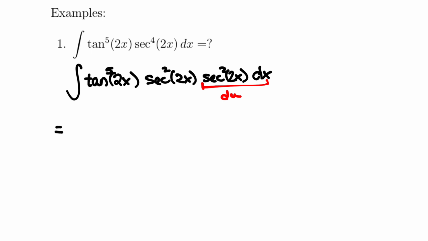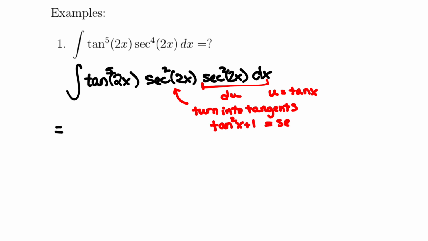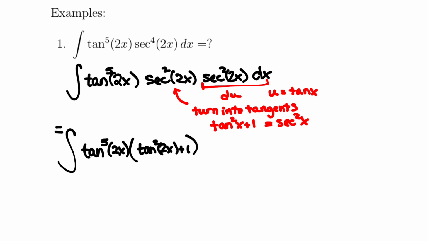So once I pull out secant squared, that means I'm going to have u be tangent. So that means this has to turn into tangents, and I have an identity that allows me to do that. That's the identity tangent squared plus 1 equals secant squared. So that gives me tangent to the 5th times, secant squared is going to get replaced by tangent squared of 2x plus 1, times secant squared of 2x.